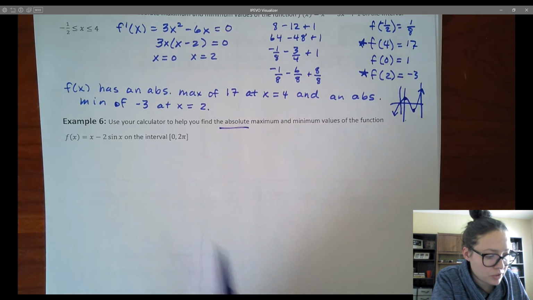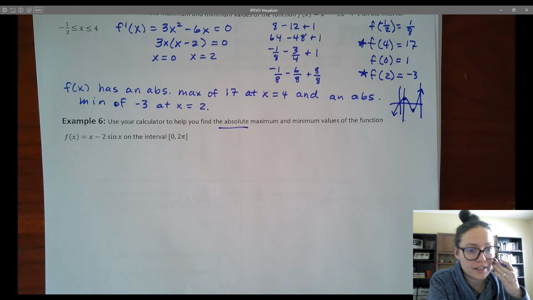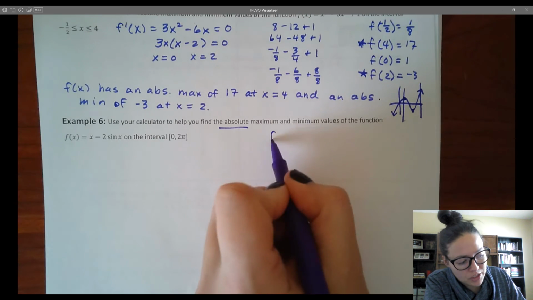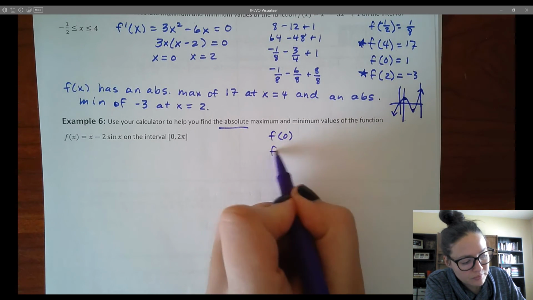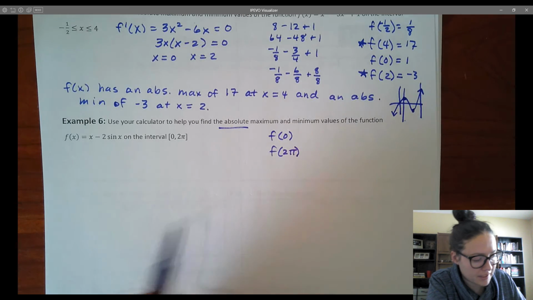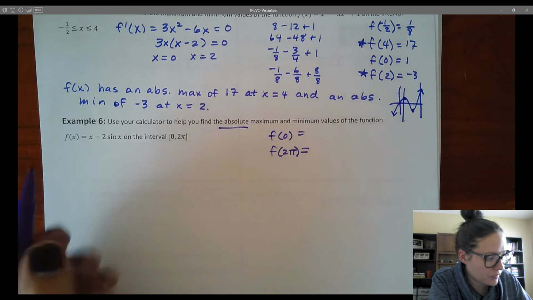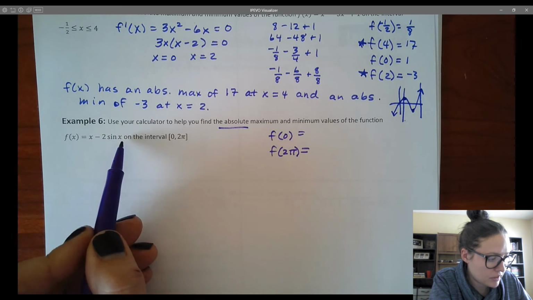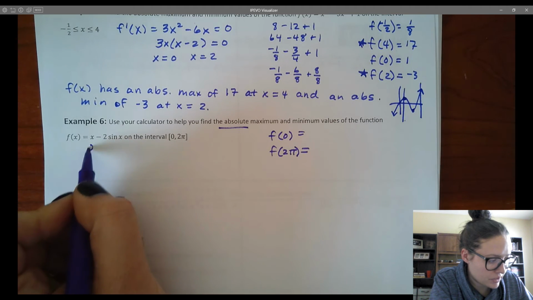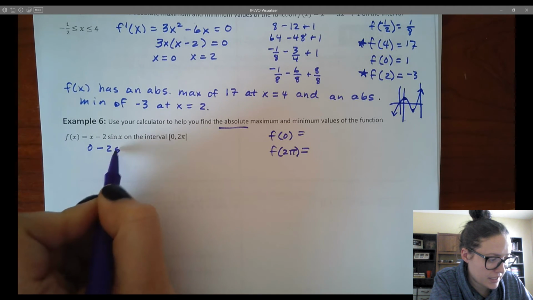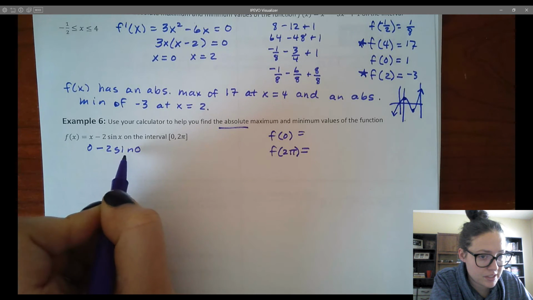So f of 0, we would have 0 minus 2 sine 0. Sine 0 is 0, so we got 0. f of 2 pi, same thing. Sine of 2 pi is 0. So f of 2 pi is 2 pi.